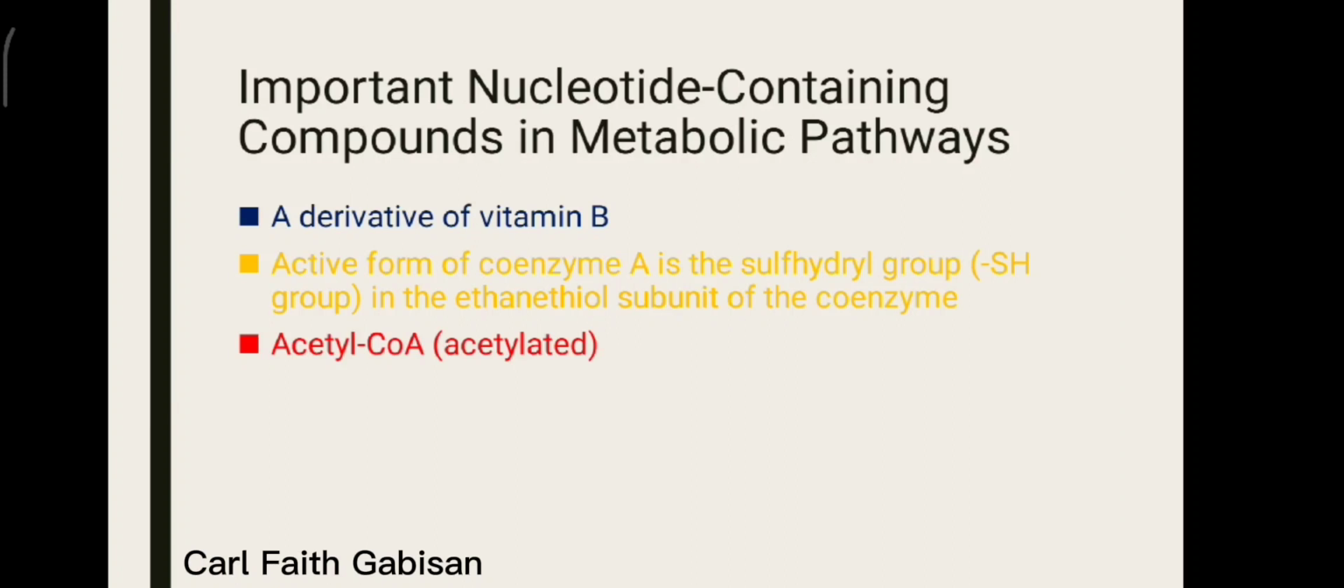So this time, we will be discussing coenzyme A. It is one of the important nucleotide-containing compounds in metabolic pathways. It is a derivative of pantothenic acid, which is a vitamin B. This one has a function not to oxidize and reduce but to transfer acetyl groups. The active form of coenzyme A is the sulfhydryl group, or the SH group, the thiol group. It changes between the CoA form and its acetyl-CoA form. The acetyl-CoA form is a very important molecule in the TCA cycle.